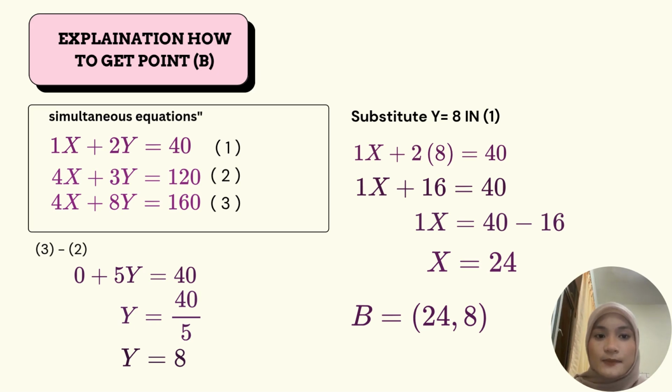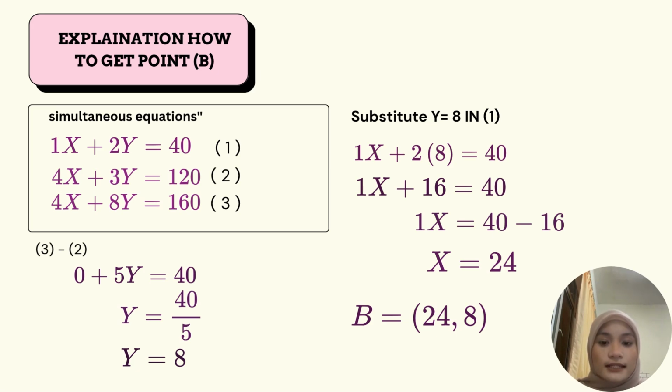Next, I will explain how to get point B. We use simultaneous equations, which are 1x plus 2y equal to 40 for equation 1, and 4x plus 3y equal to 120 for equation 2. And how do we get equation 3? We multiply equation 1 by 4, then we get 4x plus 8y equal to 160.